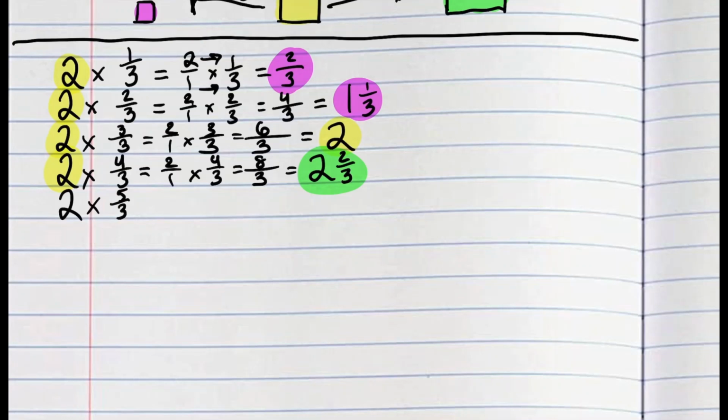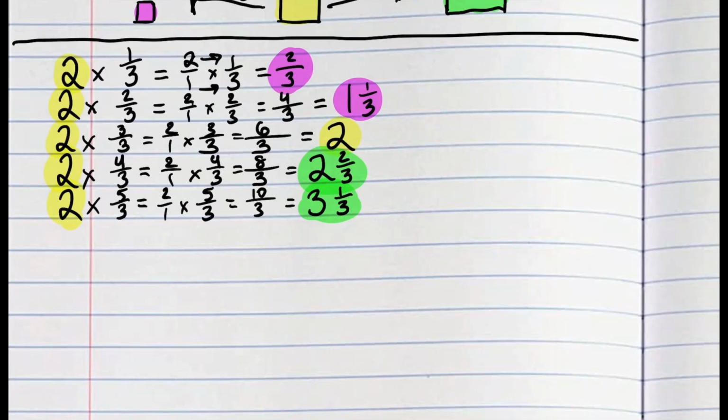Let's look at the last one, 2 times 5/3. I can write 2 as a fraction, multiply it by 5/3. 2 times 5 is 10. 1 times 3 is 3. Now I've got 10 divided by 3. That's like 3 and 1/3. So for this one, I started at 2. I multiplied it by 5/3, and I ended up at 3 1/3. This one got way bigger.